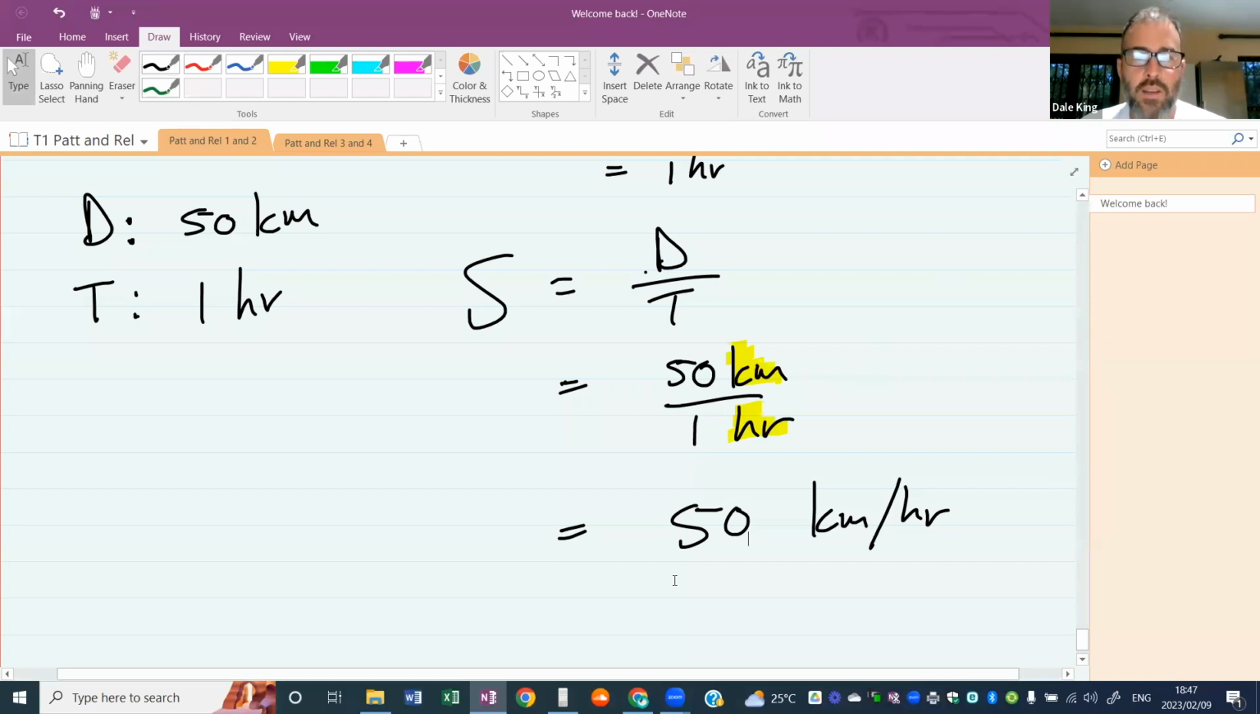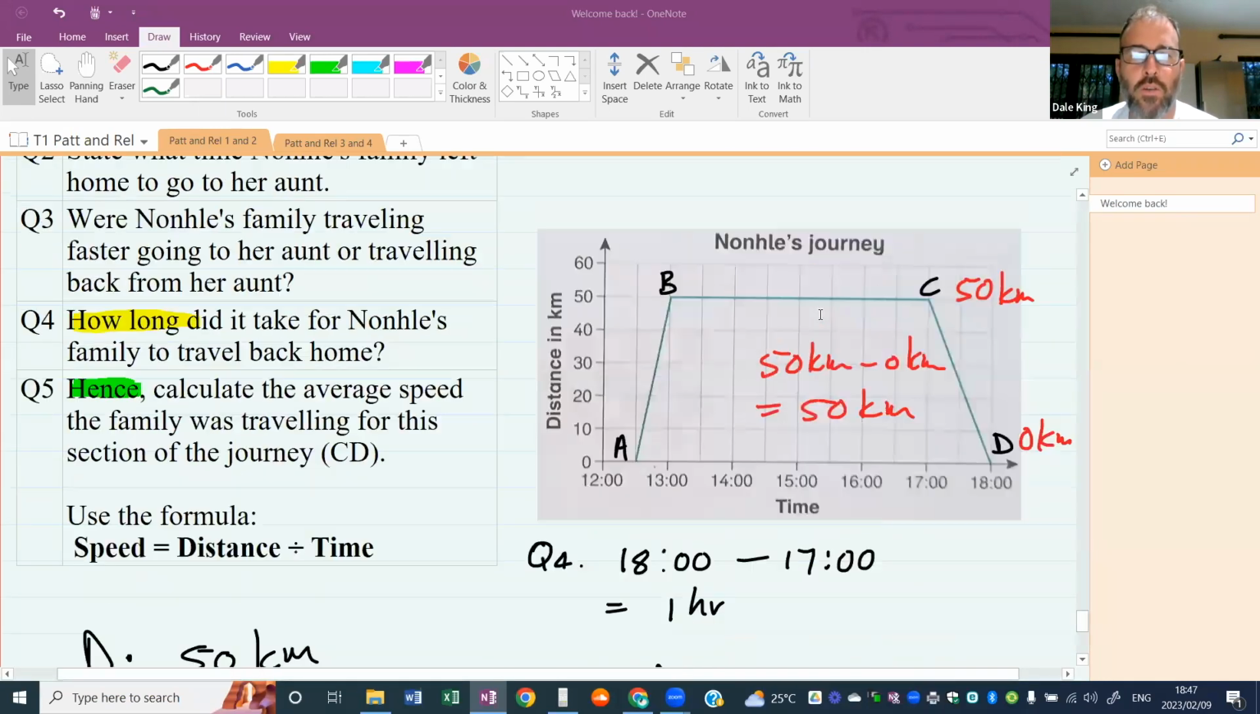Any questions about this? Are you guys thinking, why am I getting a different answer? Well, I'll have a look at my method. Does anyone raise any questions about this? Because what I'm going to ask you to do next is work out the speed of the first part of the journey, which is from A to B.